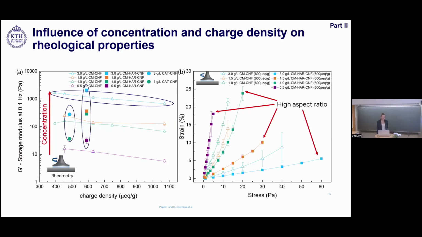And we can also look at how these hydrogels respond upon deformation. Here we compared low aspect ratio fibrils with high aspect ratio fibrils in order to see how the material responds upon an applied stress. What we can see is that the higher aspect ratio managed to endure a larger number of stress relaxation cycles, and we also have lower strains, which means that the high aspect ratio samples can resist deformation better than the low aspect ratio fibrils.